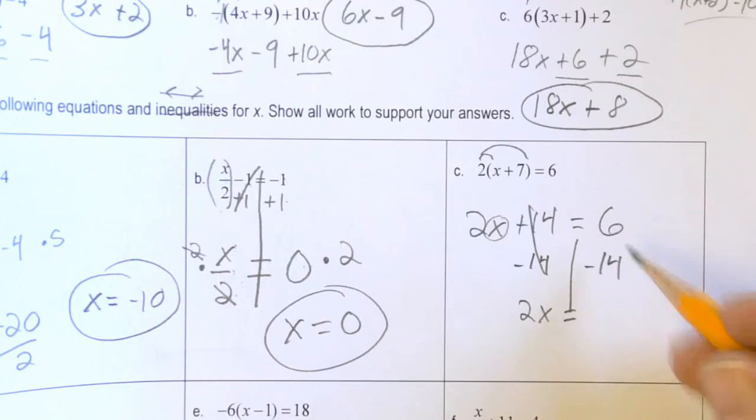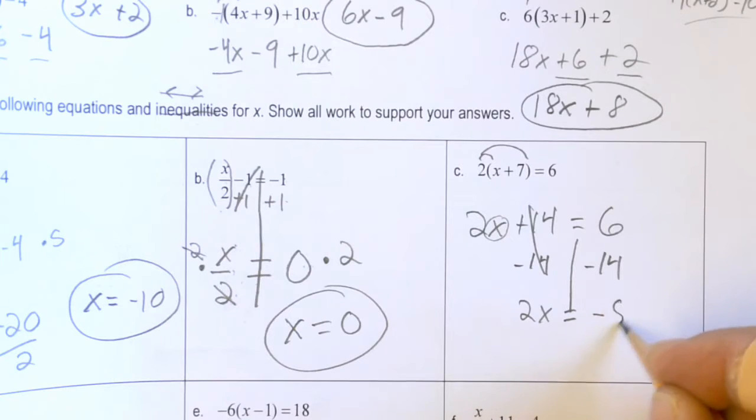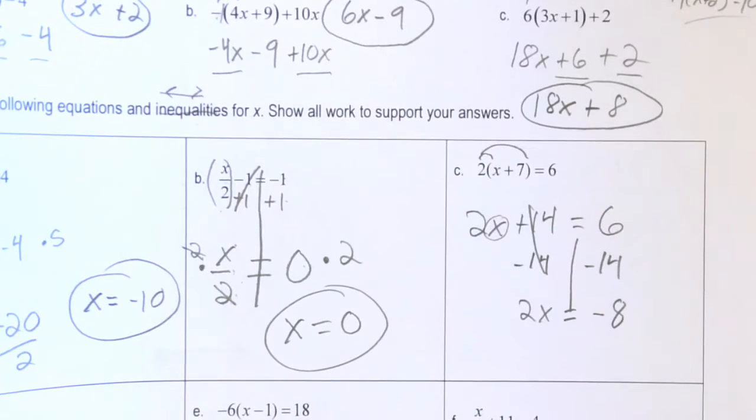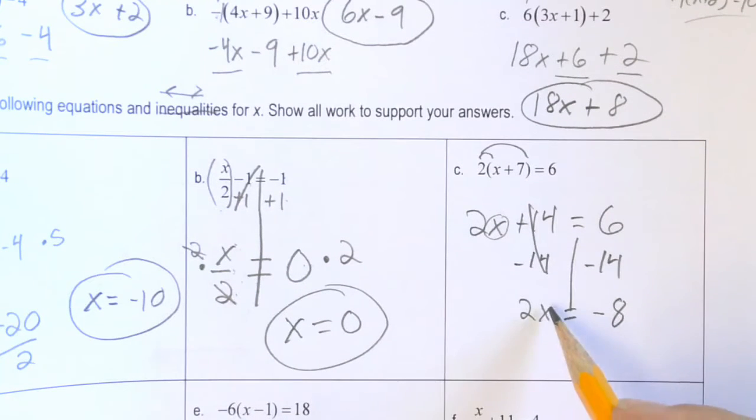2x equals 6 minus 14. You can plug that into a calculator. That's going to be -8. Now I have 2x equals -8. Finally, to get that x by itself, if there's a 2 attached to it, I have to divide by 2. Divide by 2.